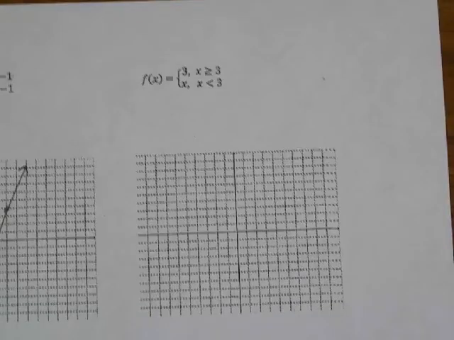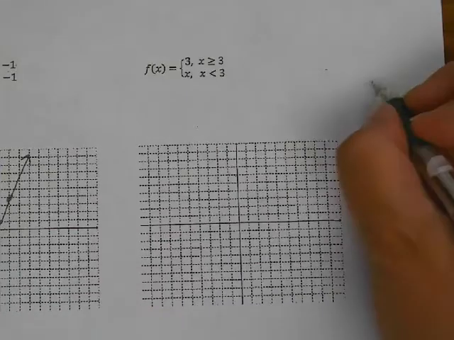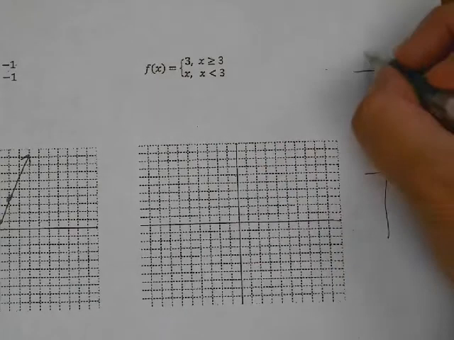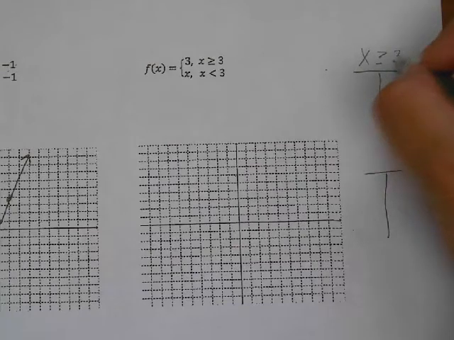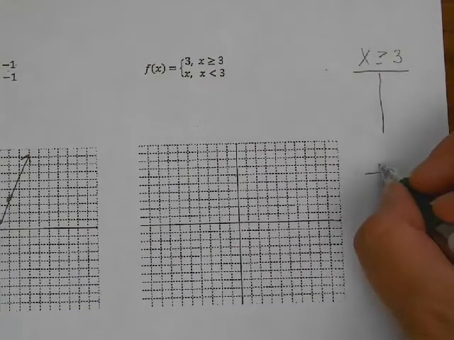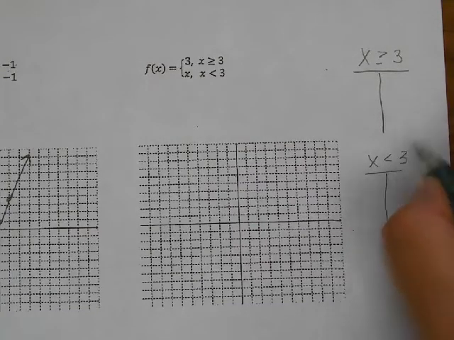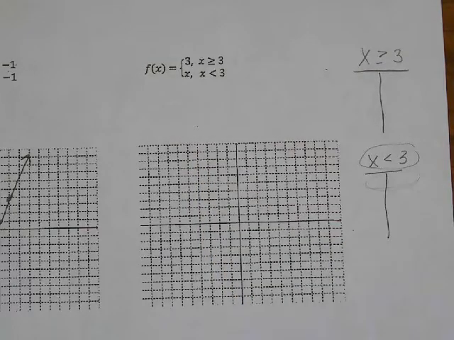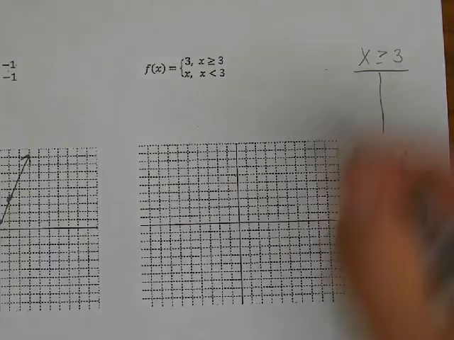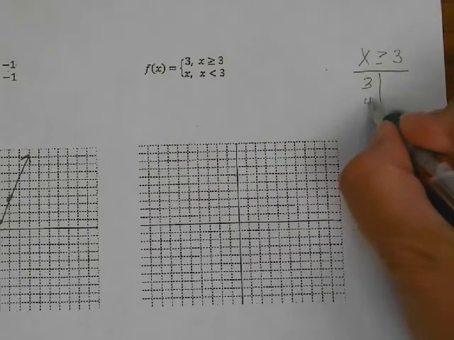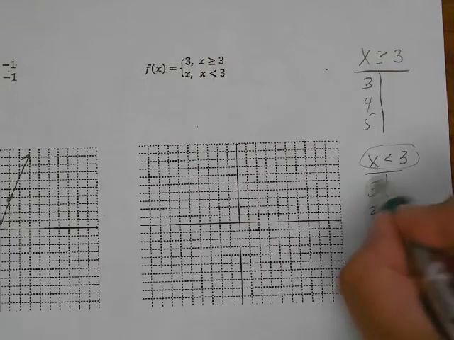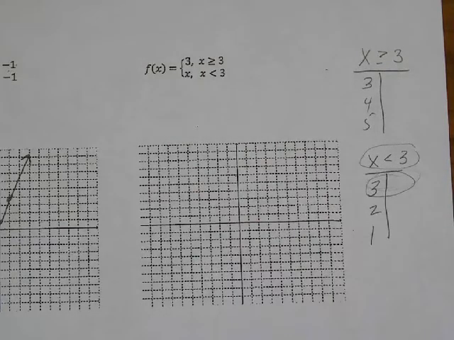Let's do the next one. I'm going to have a table of values for each one. I'm going to have a table of values for when x is greater than or equal to 3. And I'm going to have a table of values for when x is smaller than 3. And since this one doesn't have a line underneath it, I'm going to circle it because I know that's got to be an open circle. So here I'm going to do 3, 4, and 5. Here I'm going to do 3, 2, and 1, and know that has to have an open circle by it.